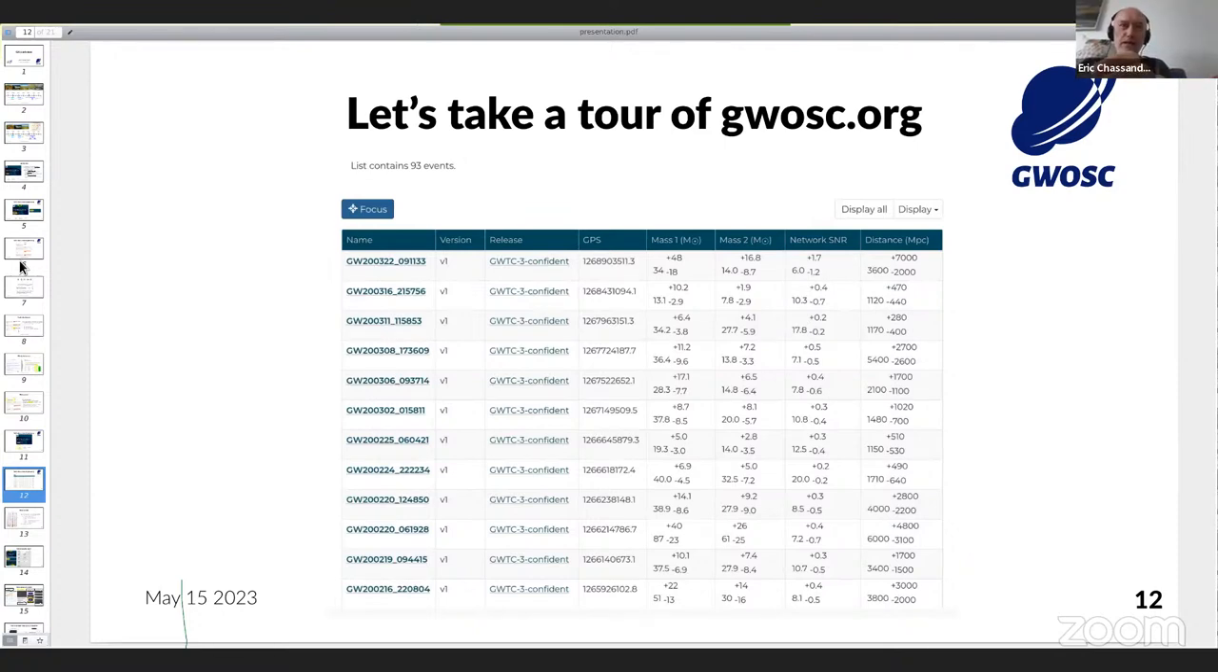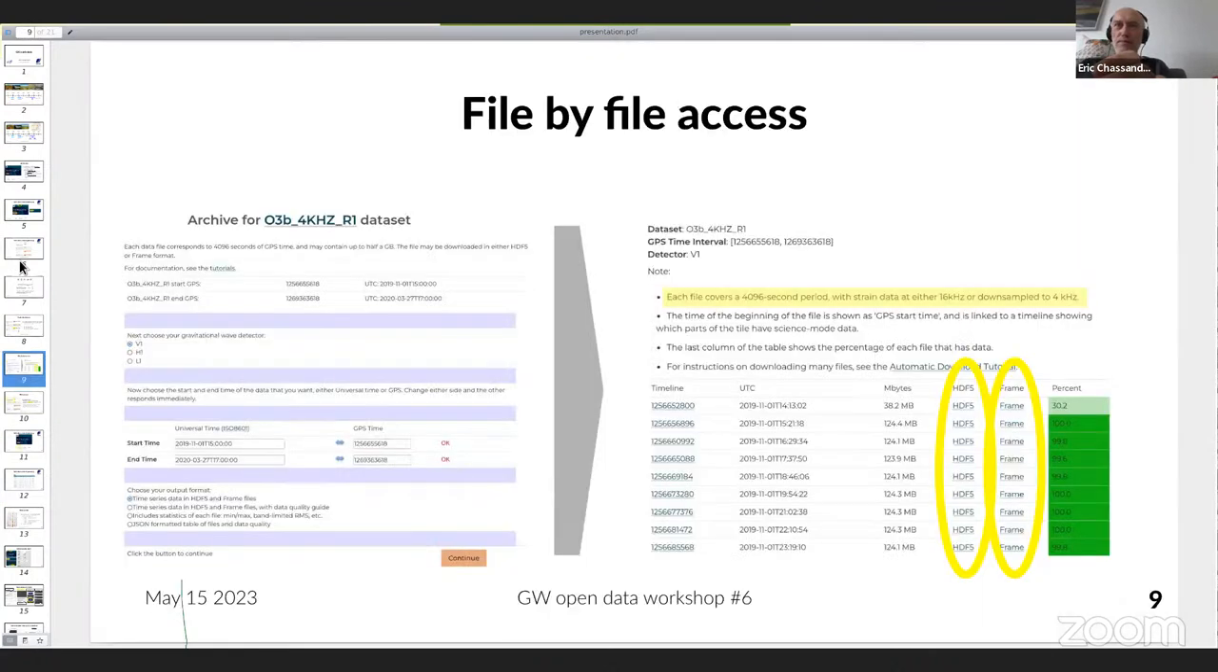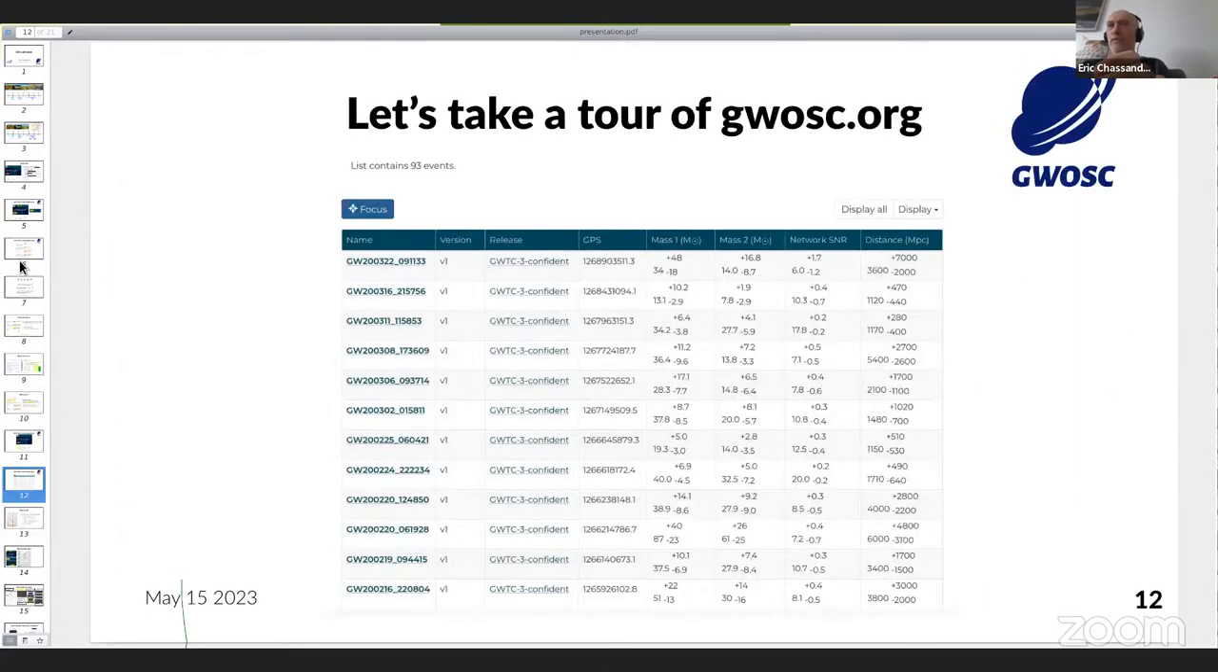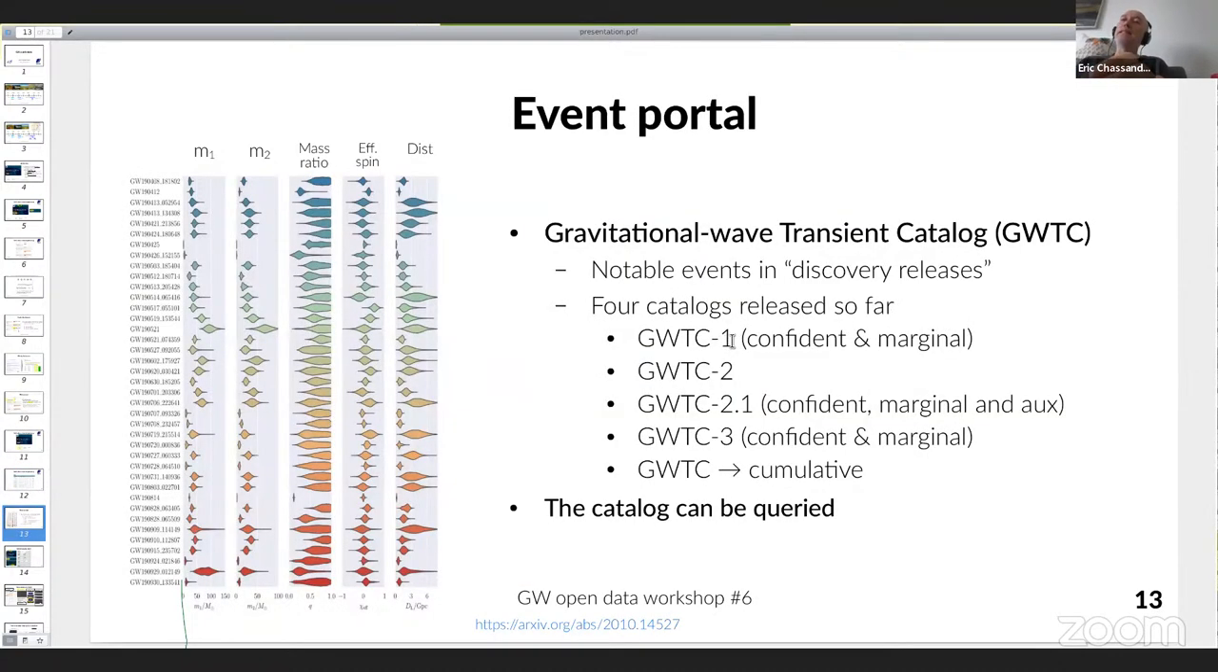Yes. So let me go here. Right, this one. So when we release catalogs, we separate the events and the signals we detect depending on the statistical significance attached to each of the signals. We have a convention based on the so-called false alarm rate, which measures some kind of probability of that event being associated to the noise.